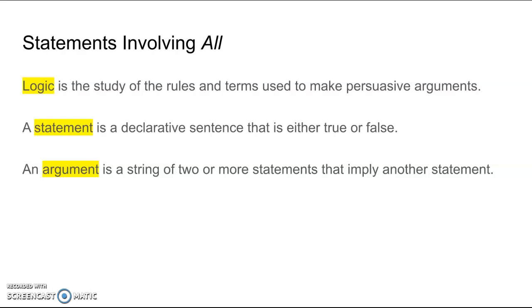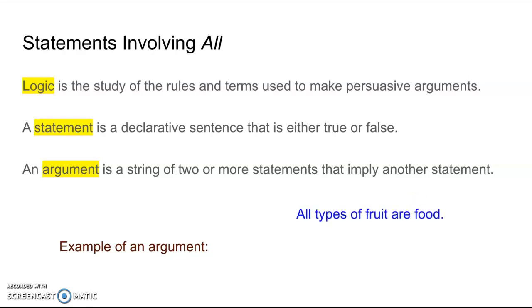And I have an example for you next. So, as an example of an argument, I have a couple statements. One, all types of fruit are food. Okay, I'm not saying that that's true or false. I'm just saying that. Okay, so you can believe me or not. That's up to you. All types of fruit are food. My second statement says, tomatoes are a type of fruit. Once again, I'm not telling you that's true, and I'm not telling you it's false. I'm just giving you a statement.